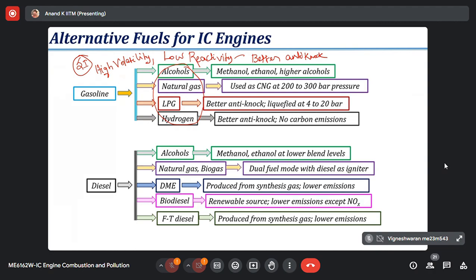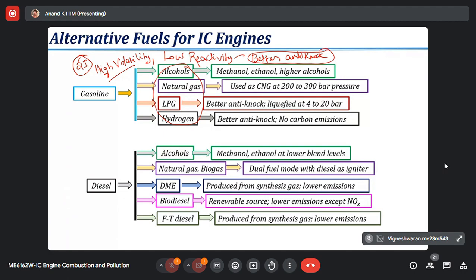There is no question of volatility. Already they are in the gas phase. And all these are low reactivity fuels in the sense that they have a high octane number. The advantage of high octane number fuel is that there is no knock problem. So you can even increase the compression ratio if you run an SI engine with this fuel. You can increase the compression ratio, and you will have a benefit in thermal efficiency, right? When you increase the compression ratio. So this is a reason.